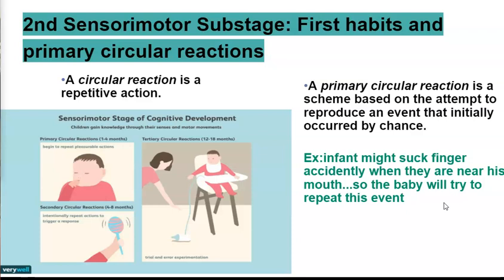And now they figured out they like putting their thumb in their mouth. So now what they're going to try to do is repeat this event. They're going to try to see if they can get their thumb in their mouth more times to allow them to suck on their thumb. But originally, putting their thumb in their mouth occurred by chance. So now they're just continuously trying to do it again. Again, during this stage, the infant's body is the center of the infant's attention.